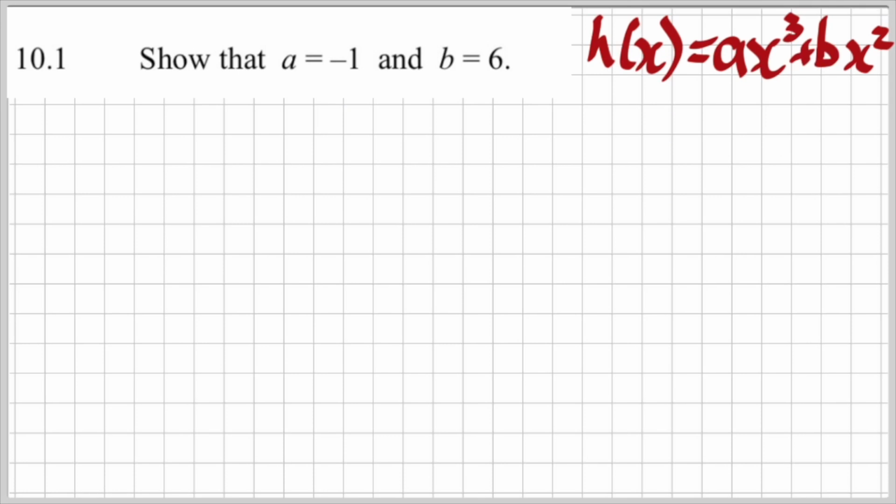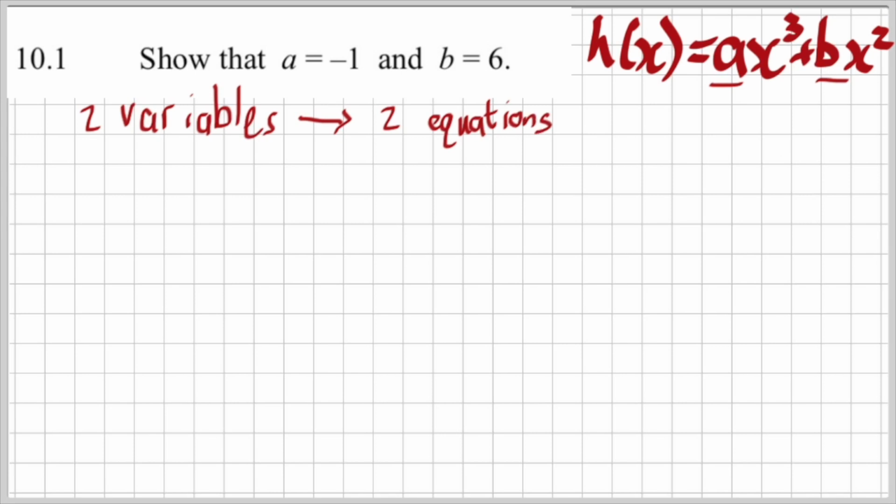Okay. So I'm going to determine the equation of h of x. What I like to think about is there are 2 variables. Therefore, I need 2 sets of equations, and I'm going to solve them simultaneously. Now, looking at the information that was given, the first bit was that h of 4 is 32.